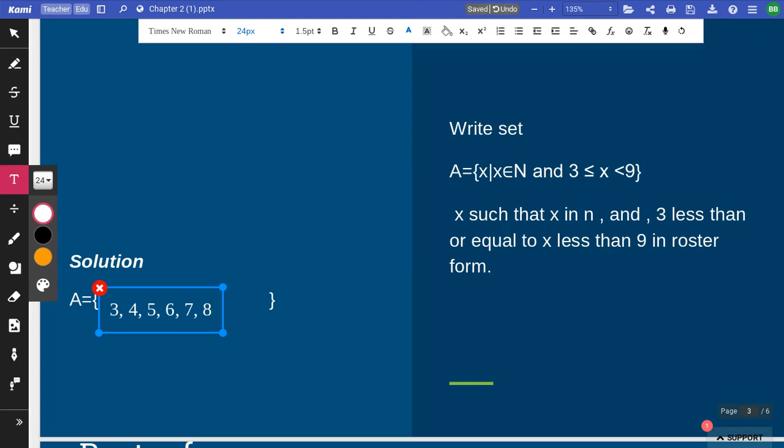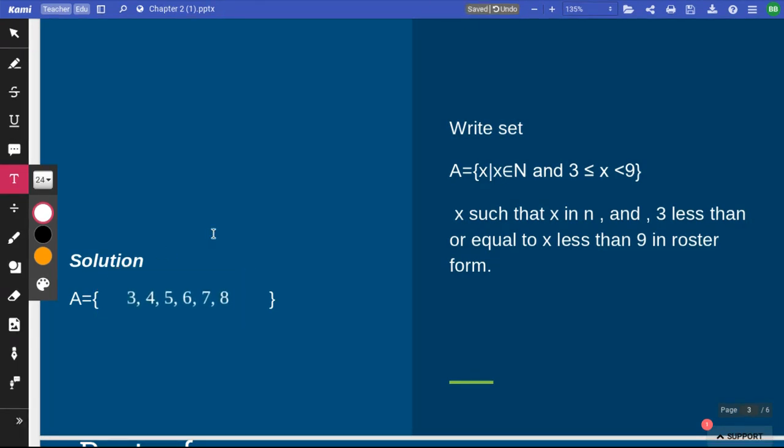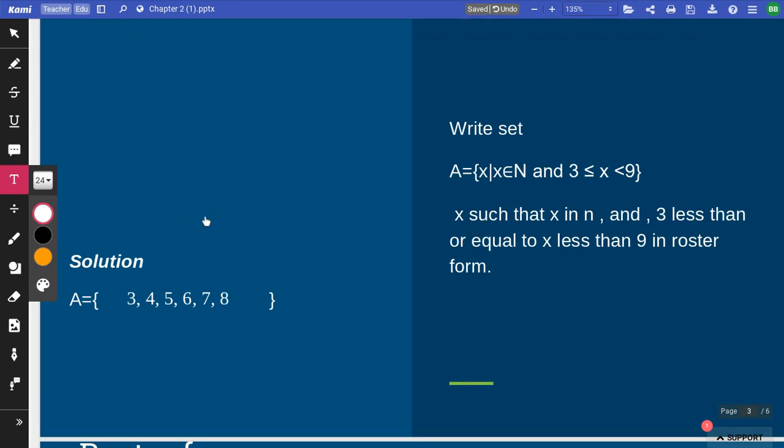Is this strictly less than 9 or less than or equal to 9? Yes, this is strictly less than. Therefore, we do not include the 9. So you see here, we include the 3 because we had the or equal to, but we do not have or equal to for the 9. So we do not include the 9. So where it says 3 is less than or equal to X and strictly less than 9, that set would be represented as A equals {3, 4, 5, 6, 7, 8}.